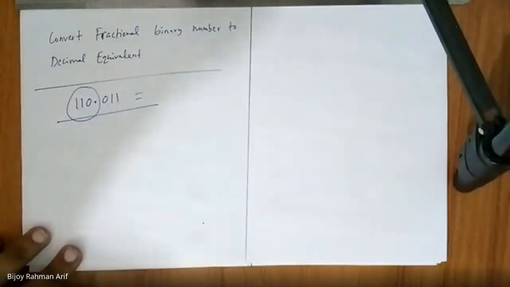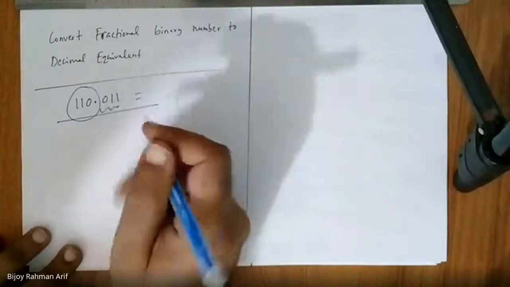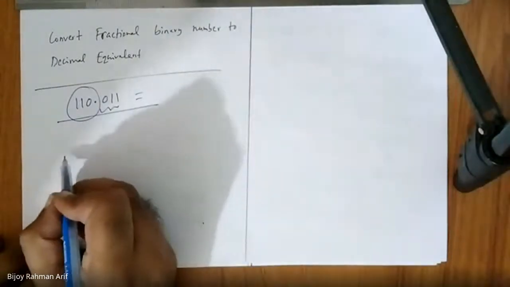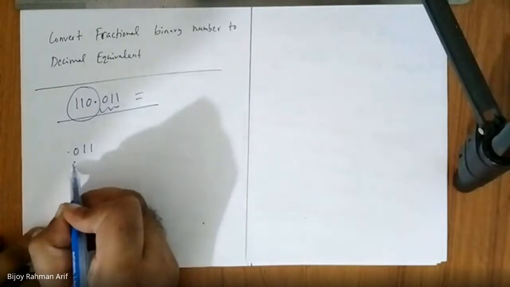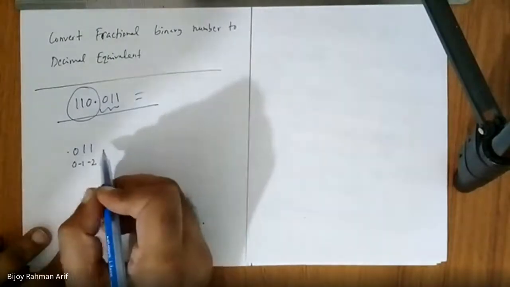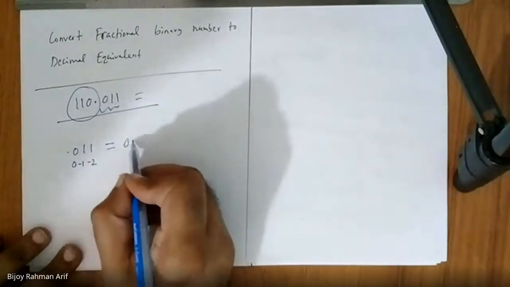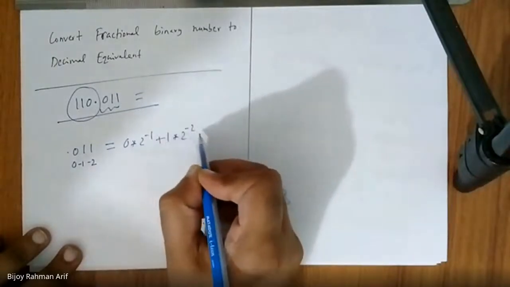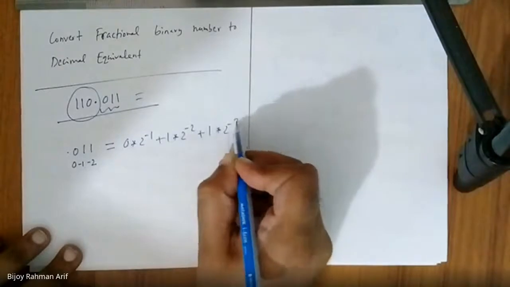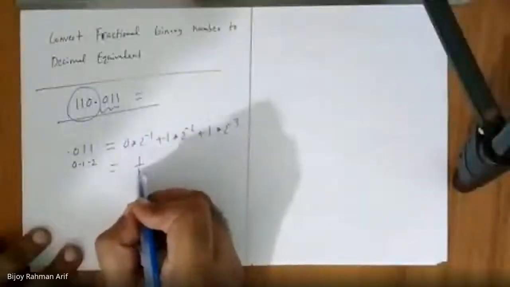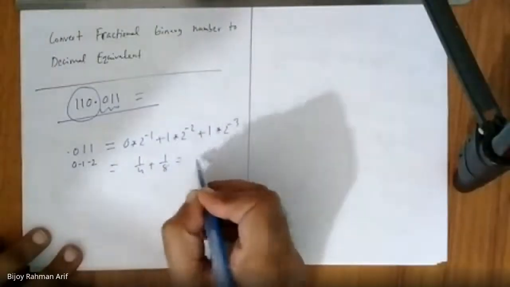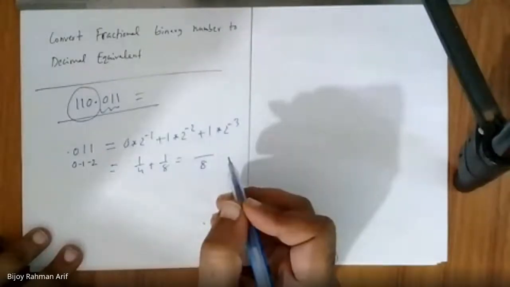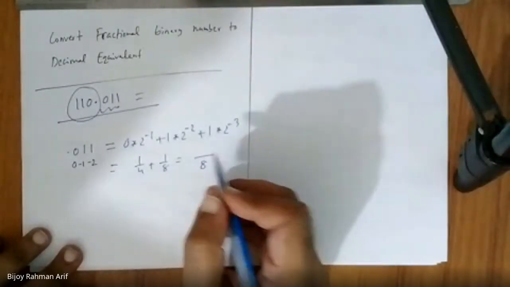2 to the power minus. So we already know this part. So how can you convert the fractional part? One way is very simple. So in 0.011, the positions are 0, -1, -2. So it would be like this: 0 times 2 to the power -1 plus 1 times 2 to the power -2 plus 1 times 2 to the power -3. It is nothing but 1 by 4 plus 1 by 8, which is nothing but 3 by 8. This is the answer.